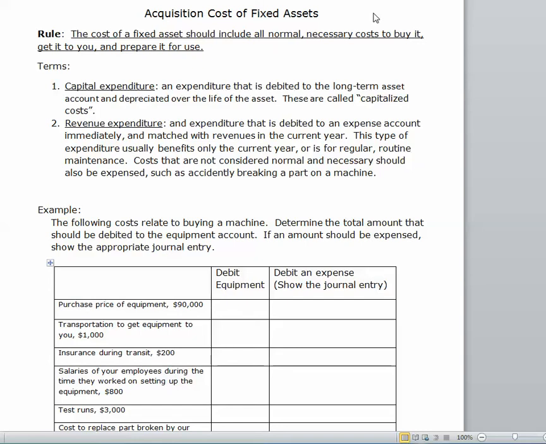Chapter 9 is all about long-term assets. The document you're looking at here is also posted for you in the Chapter 9 module at our e-learning site. Before we jump into this, I'd like to give you a brief overview of Chapter 9.